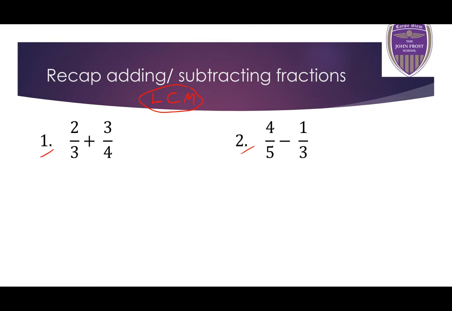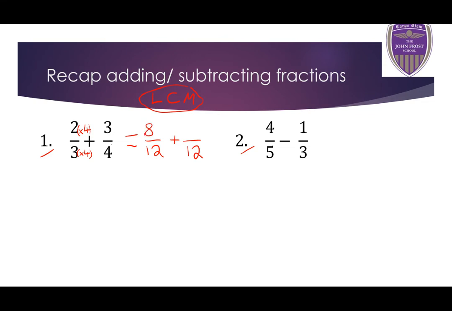So think about it. What is the lowest common multiple of 3 and 4? The lowest common multiple is 12. So we want to turn these fractions into something over 12, and then we can add them. What do I have to multiply 3 by to get 12? I have to multiply 3 by 4. And remember, whatever you do to the bottom of a fraction, you have to do to the top of the fraction as well. So if I've done 3 times 4, I have to do 2 times 4. 2 times 4 is 8.